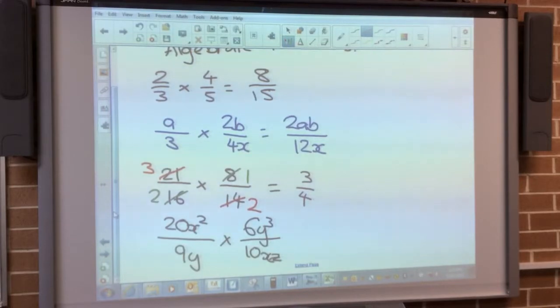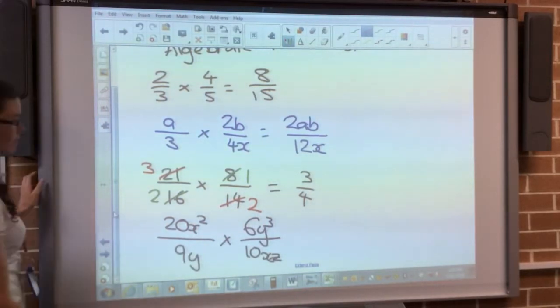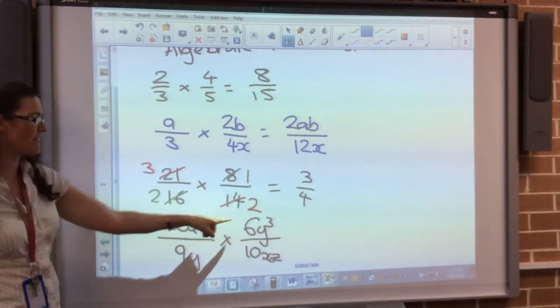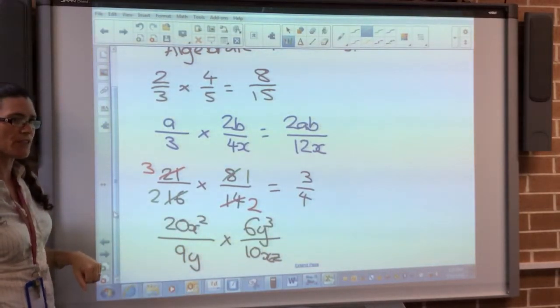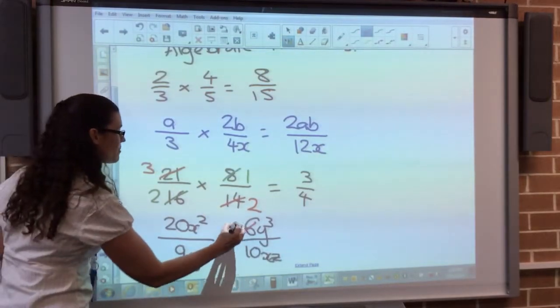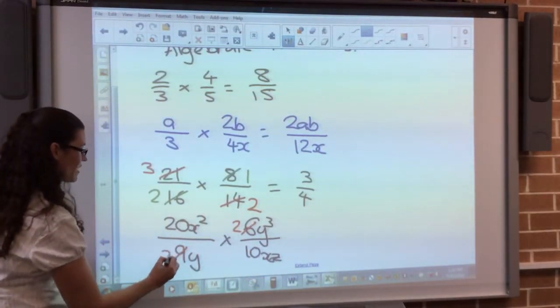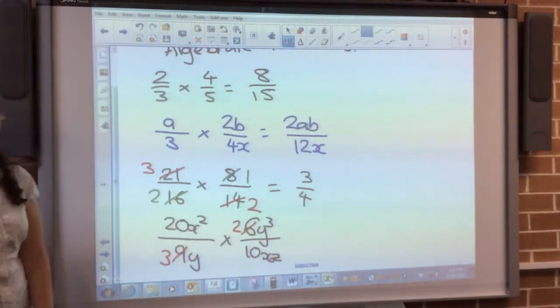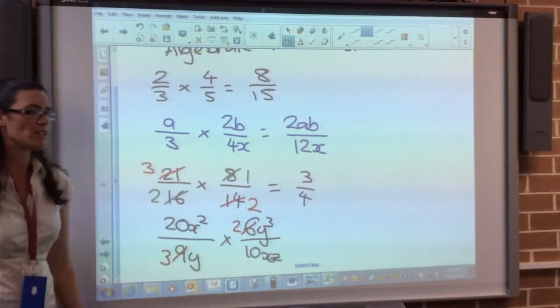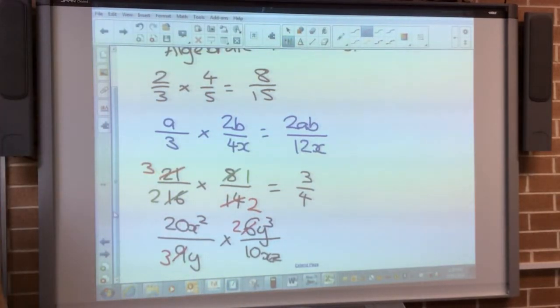You can cancel 9y and 6y cubed. Yeah, so what will happen there when I cancel that? The 9 and the 6. Let's just look at the numbers to start off with. 3 and 2. That's correct. So that's going to become 2, that's going to become a 3. What about the y's? What's going to happen there? I'm going to be careful with that because one's a y and one's a y cubed. So it doesn't completely cancel, does it?